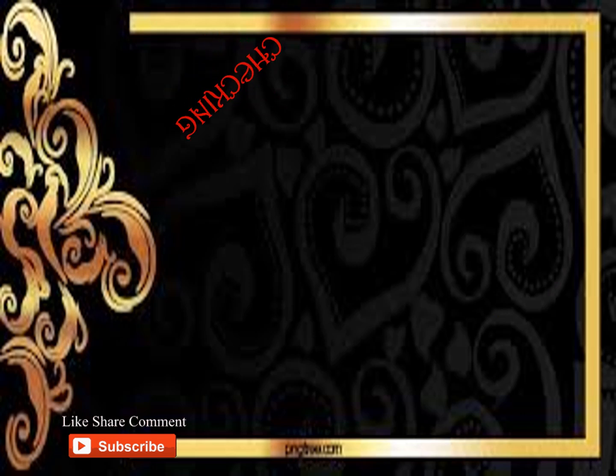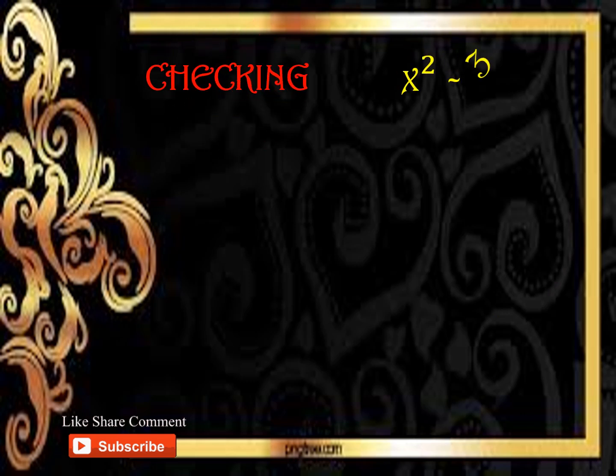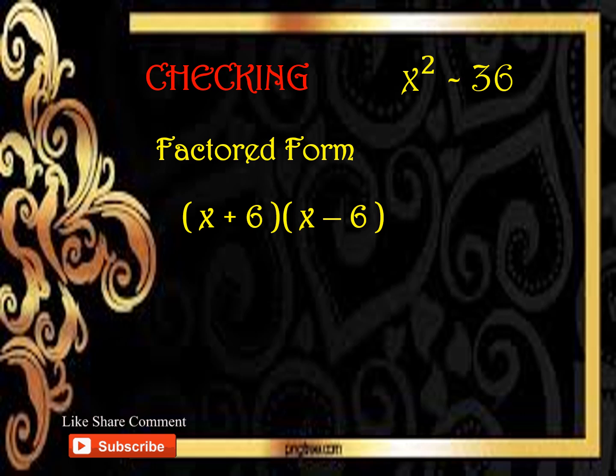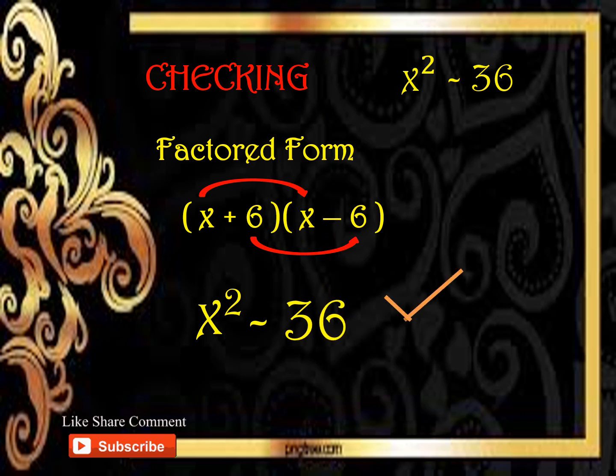So checking. Let's check if x squared minus 36 has a factored form of quantity x plus 6 times quantity x minus 6. We could use the FOIL method or the distributive property, but we'll take a shortcut since the middle term, when we multiply the sum and difference of two terms, is always 0. So we will just multiply the first terms and the last terms. x times x is equal to x squared, and 6 times negative 6 is equal to negative 36. So our answer is correct.